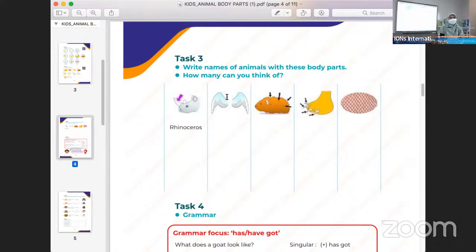Yes, actually, we can eat chicken wing in the restaurant, and it's very delicious. Anyone loves chicken wing? Oh, forget about this, miss. We can find another animal that has wings. How about duck? Does duck have wings? Yes, duck. Bird. Yes, bird.